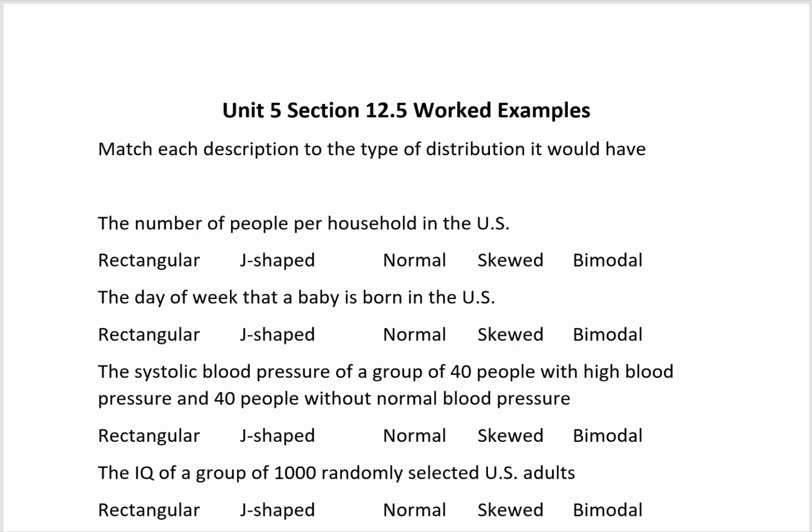So if we think about this, we're going to have some households with one person, probably more with two and more with three. But when we get into the higher numbers of 8, 9, and 10, we're going to have fewer households. So we would expect this distribution to be a skewed distribution, actually skewed to the right. The day of the week that a baby is born in the United States.